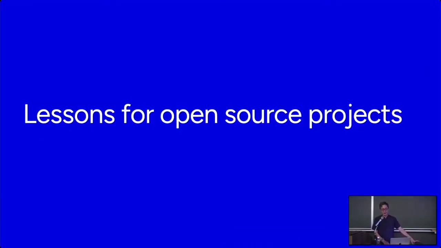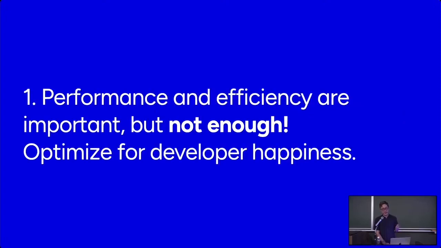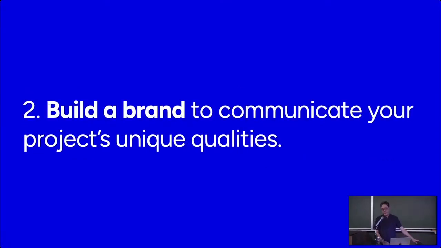So finally, I want to just sum this up again with some lessons for how your open source project can succeed. The first one is that focusing on performance and efficiency is very important, but it is not enough to make your project a success. In my opinion, it is more important to optimize for developer happiness.